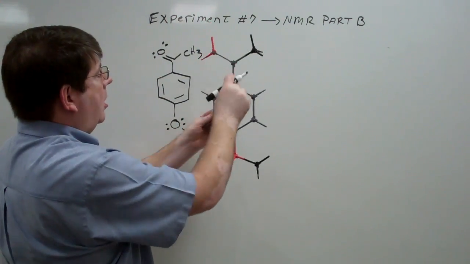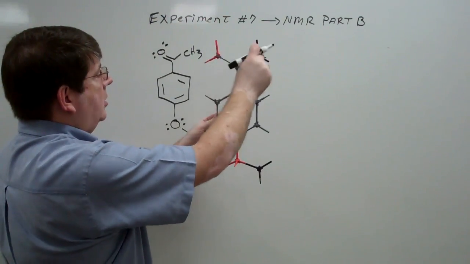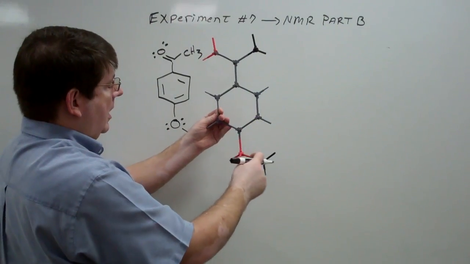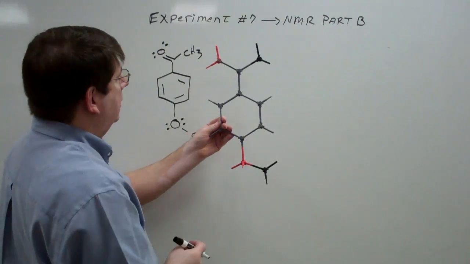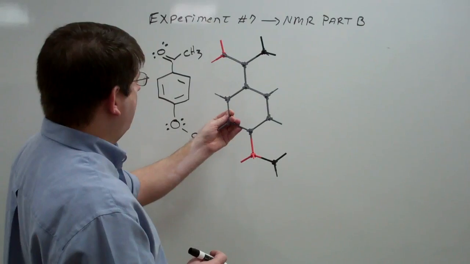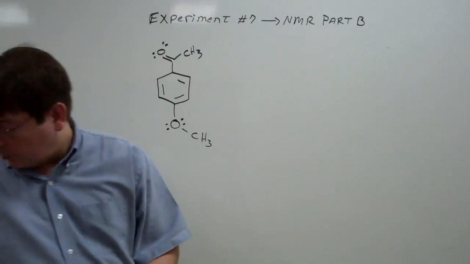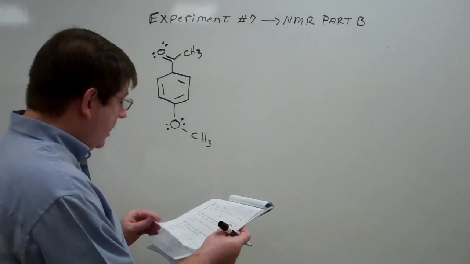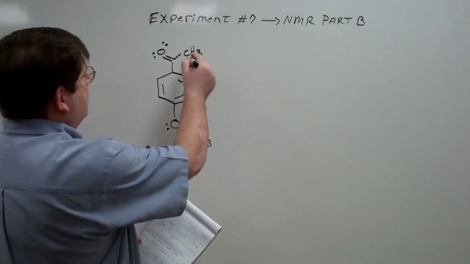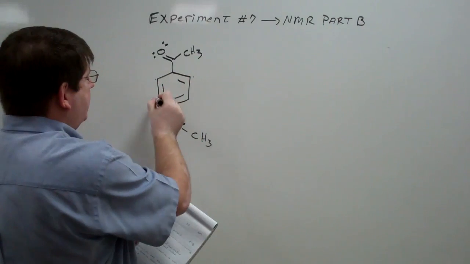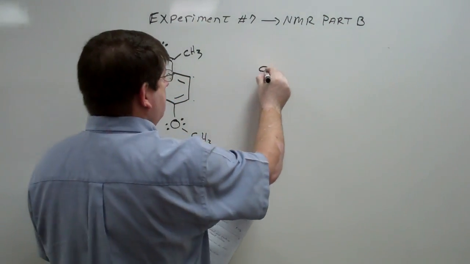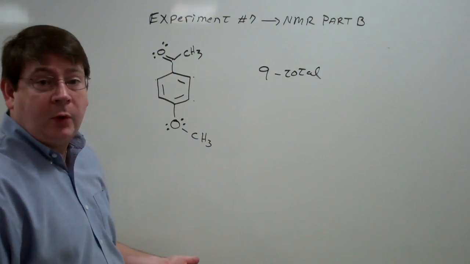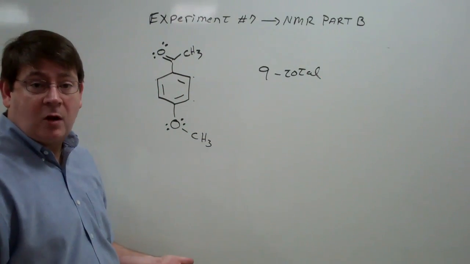We've got on the number 1 carbon here, we've got our ketone. So we've got a ketone, it's got a methyl group, we've got an aromatic ring, and we've got this ether group here. And so we've got all that contained within this simple molecule. Now, if we look at the total number of carbons, we see that there's 1, 2, 3, 4, 5, 6, 7, 8, 9 total carbons. And so one might predict that we should see 9 signals in the carbon NMR.